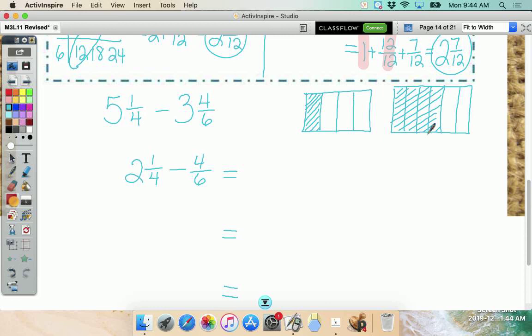I'm going to have to borrow from this whole number. Why? Look up here. Because 4/6 is larger than 1/4. See that? So if I have to borrow from this whole number, I might as well just decompose it. So it's going to be 1 plus 4/4 plus 1/4. So then I've got 1 all the way down. You with me?